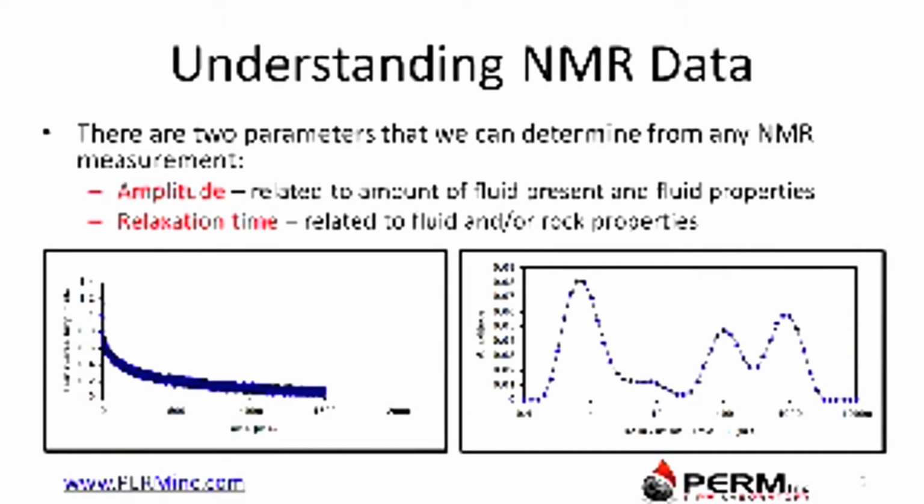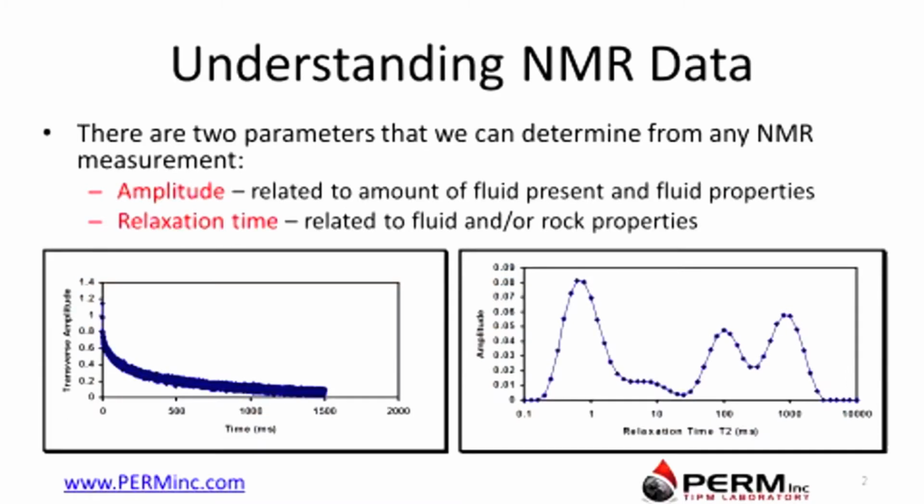So let's start with a little bit of background on what NMR is and how we can use it to understand our oil systems. NMR is measuring the response of hydrogen in the presence of magnetic fields. Now, the good thing about measuring hydrogen is that oil and water, so our hydrocarbons and our water, the pore fluids that we have in oil systems, all contain hydrogen, and this is what's being measured in the NMR. The output from the NMR is two parameters, the amplitude and the relaxation time.